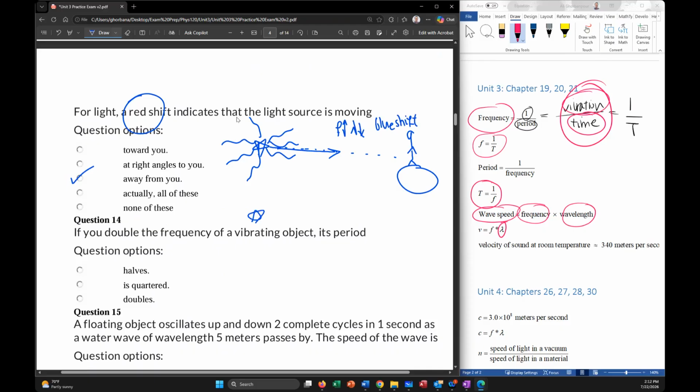When you have a star again radiating light, it can be visible light, infrared, X-ray, gamma ray, any. If the star is moving away from you, the frequency decreases and the wavelength increases. We call this red shift.